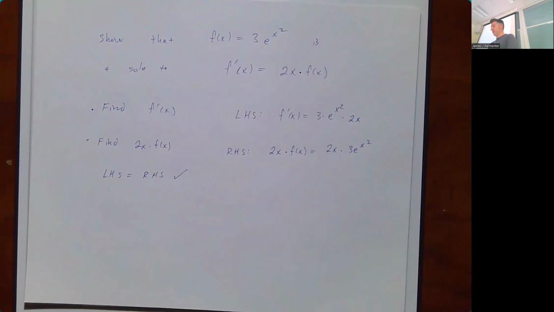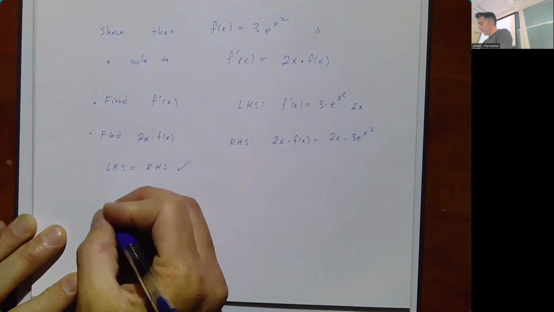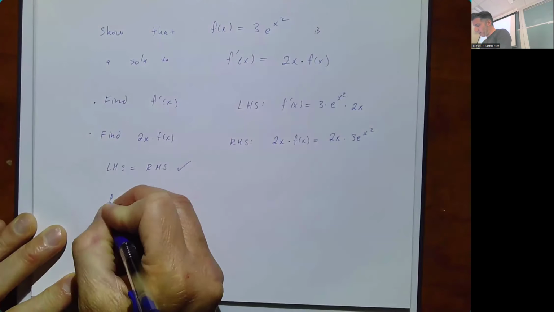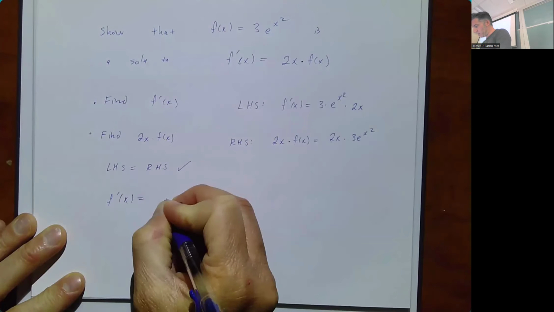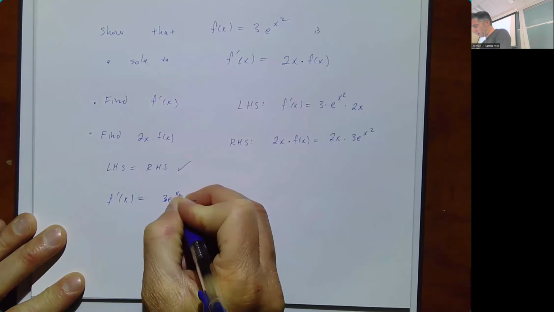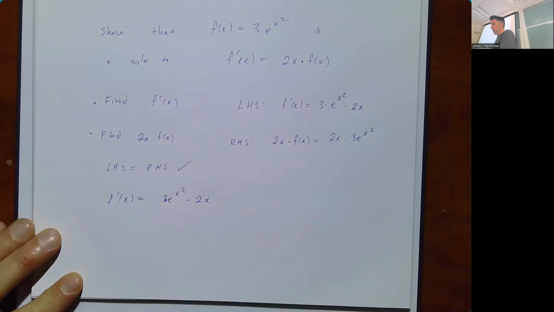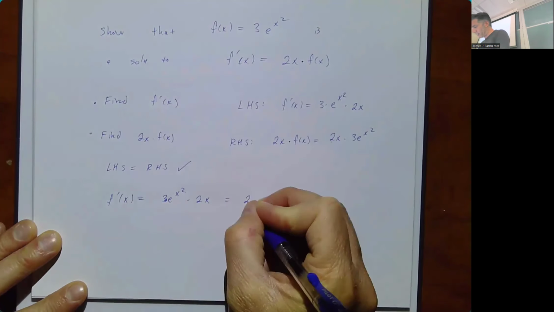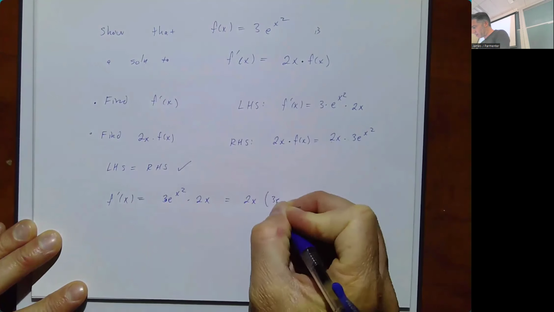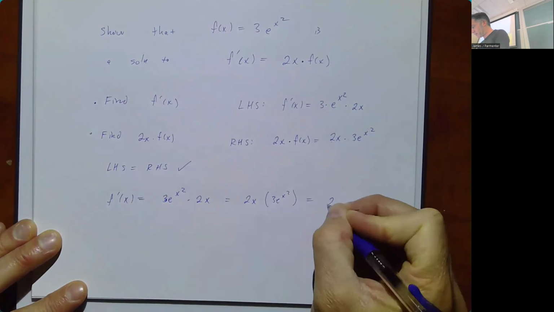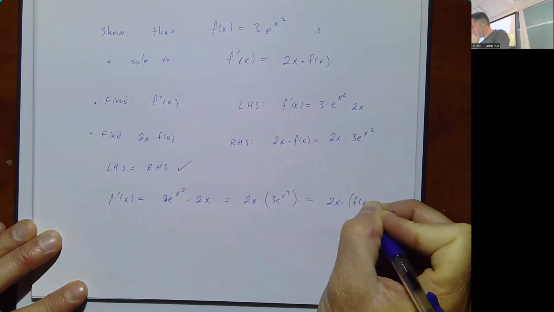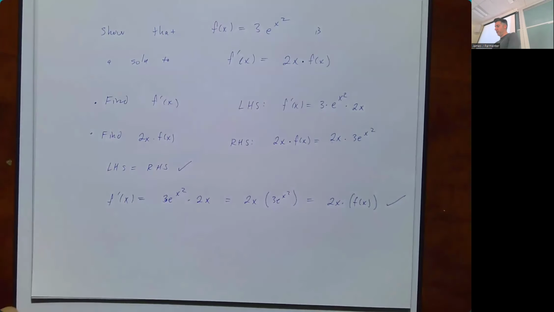Right. For me, if I was doing it more how I would choose to do it, I would say f prime of x is equal to 3e to the x squared times 2x, which I would choose to write as 2x times 3e to the x squared, and then observe that's equal to 2x times f of x. Be like, cool, I did it. f prime of x is equal to 2x times f of x. That's how I would choose to see it.